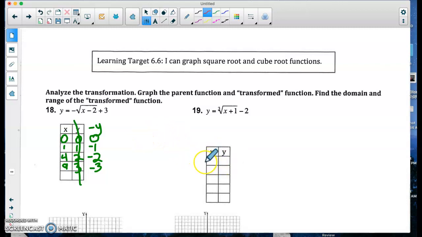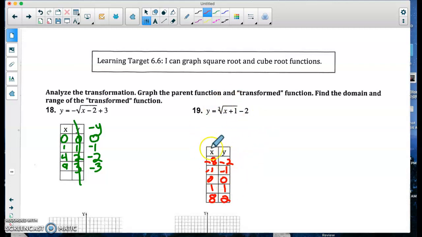So we are going to pick -8, -1, 0, 1, and 8. The reason why we are picking these numbers is because these are perfect cubes. The cube root of -8 is -2. The cube root of -1 is -1. The cube root of 0 is 0. The cube root of 1 is 1, and the cube root of 8 is 2.